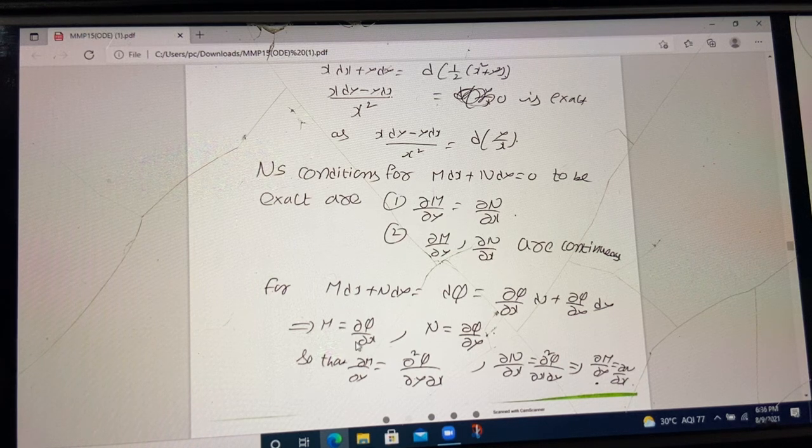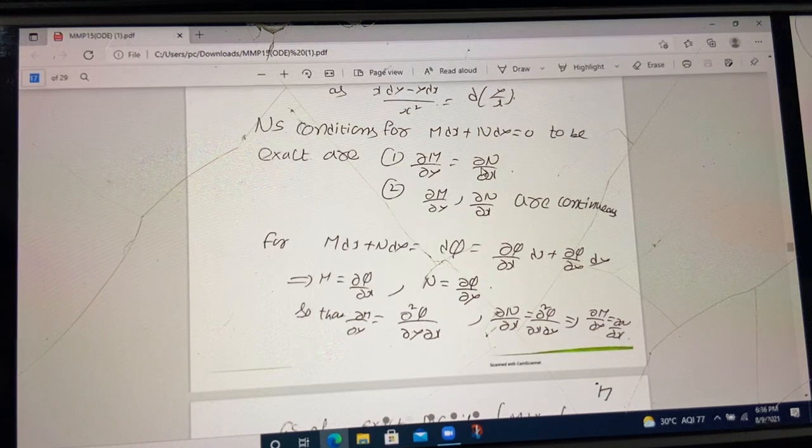What is ∂M/∂y? Differentiate with respect to y: ∂²φ/∂y∂x. And ∂N/∂x: differentiate with respect to x here, so ∂²φ/∂x∂y. Both are equal, the second order partial derivatives ∂²φ/∂x∂y and ∂²φ/∂y∂x. Therefore, ∂M/∂y is equal to ∂N/∂x.